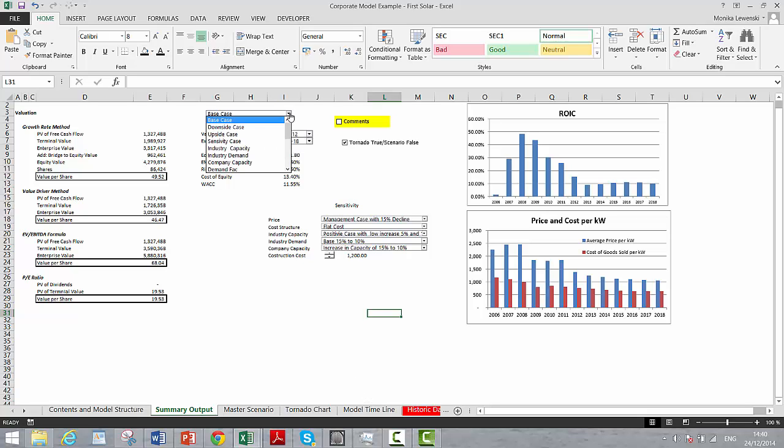Now, in the solar business, here's our base case, which I think is about what the valuation is as of end of 2014. In the downside case, we have a lot lower valuations. Upside case, higher valuations.